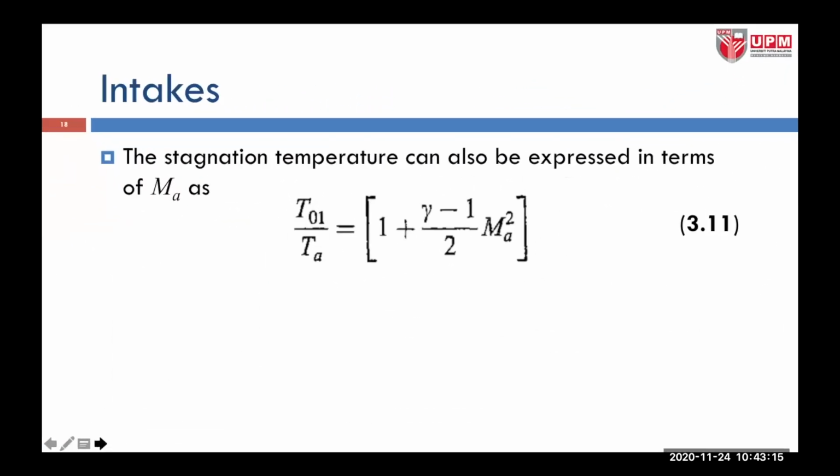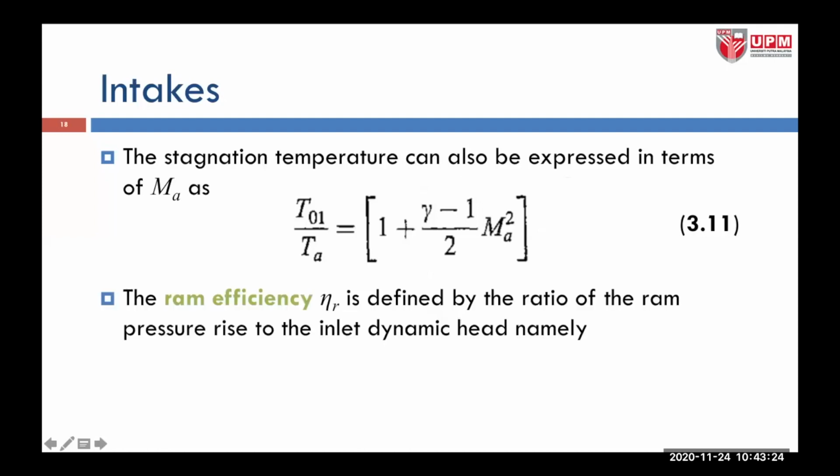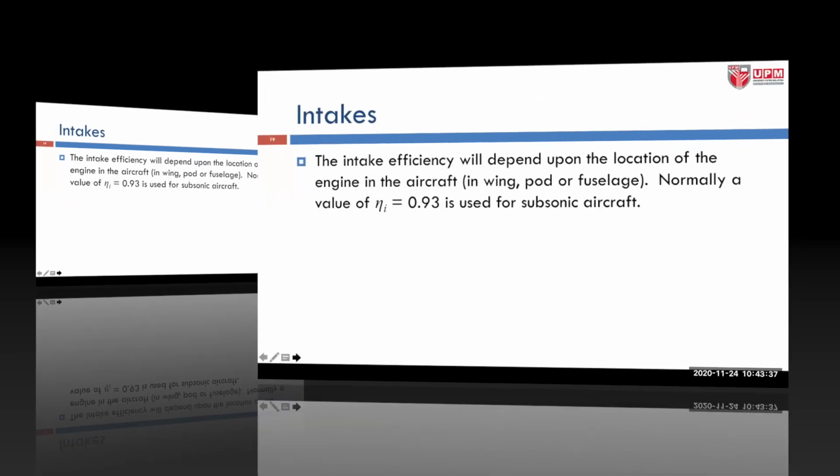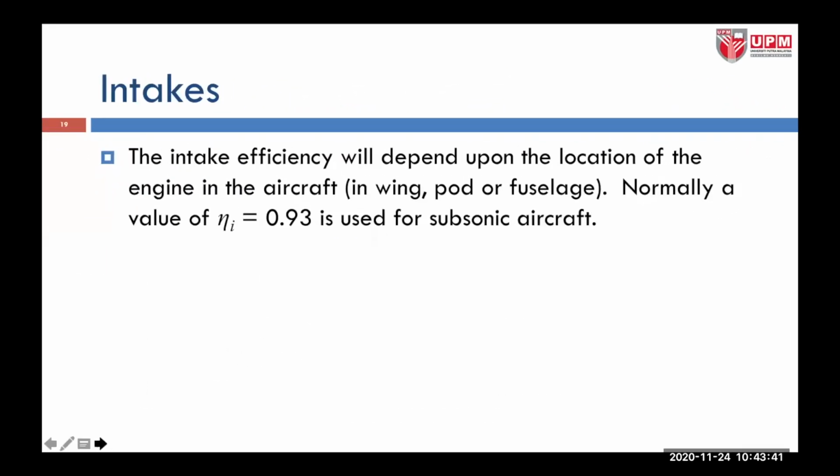The stagnation temperature can also be expressed in equation 3.11 in terms of the Mach number. The ram efficiency is now defined by the ratio of the ram pressure rise to the inlet dynamic head, namely the following expression. Looking at the intake efficiency, it will depend upon the location of the engine in the aircraft, whether it is at the wing, at the pod, or at the fuselage. Normally, a value of isentropic efficiency of 0.93 is used for subsonic aircraft.